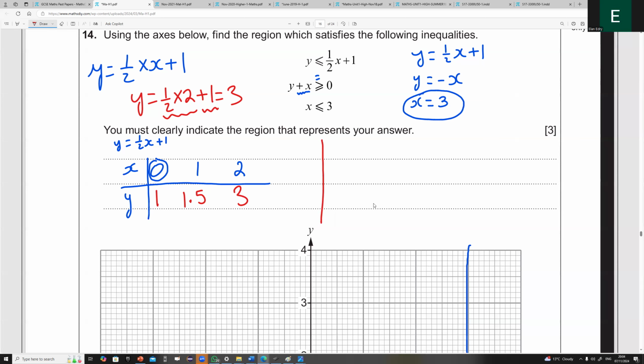So similarly, we have y equals minus x. That doesn't really need a table. I think you could probably know what that looks like. But if I just pop it in, when x is 0, y is 0. When x is 1, y is minus 1. When x is 2, y is minus 2.